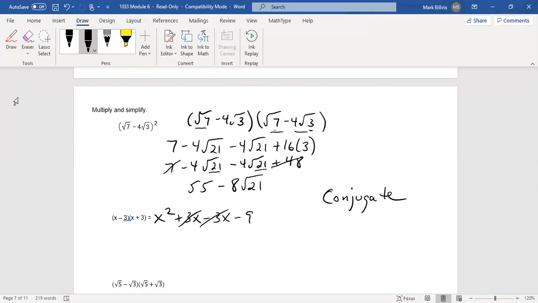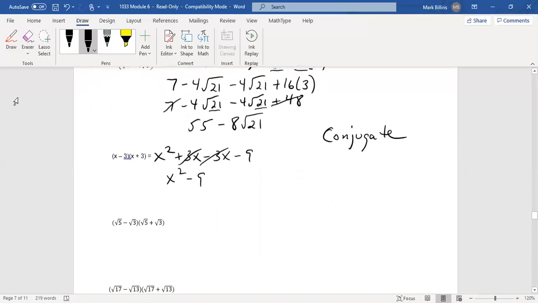This is what we got, remember, when we factored the difference of two squares. So when we multiply a factor times its conjugate, the middle term is eliminated. That'll have some significance coming up. So let's look at doing it with radicals.